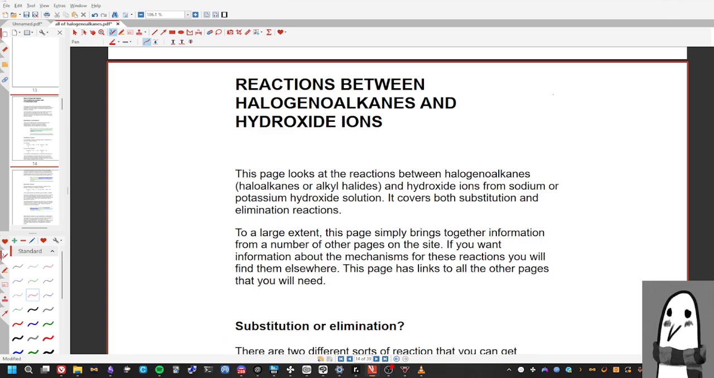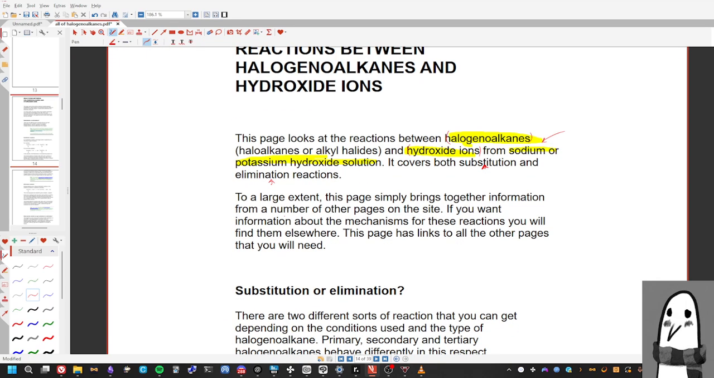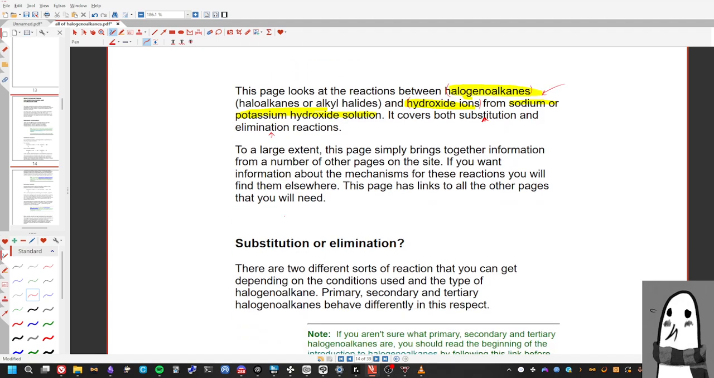So this page looks at reactions between halogenoalkanes, that's your first reactant, and hydroxide ions, your second one, which are coming from sodium or potassium hydroxide solution. Straight up, first one halogenoalkanes, second one hydroxide ions, originating from sodium or potassium hydroxide solution. It covers both the substitution and the elimination reactions. To a large extent, this page simply brings together information from a number of other pages on the site. If you want information about the mechanisms for these reactions, you will find them elsewhere.